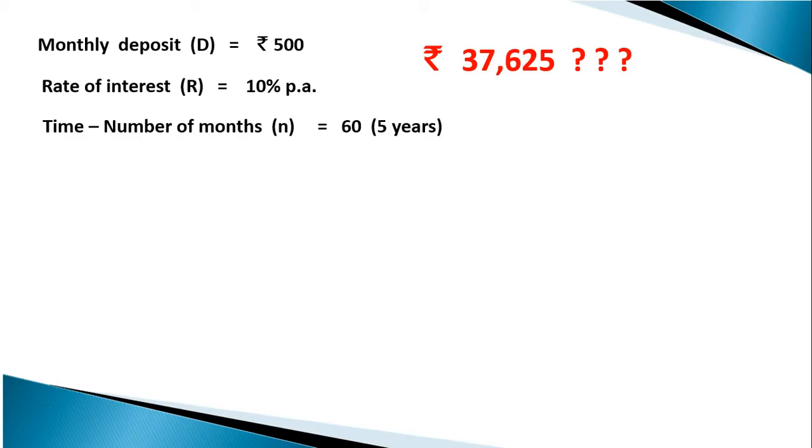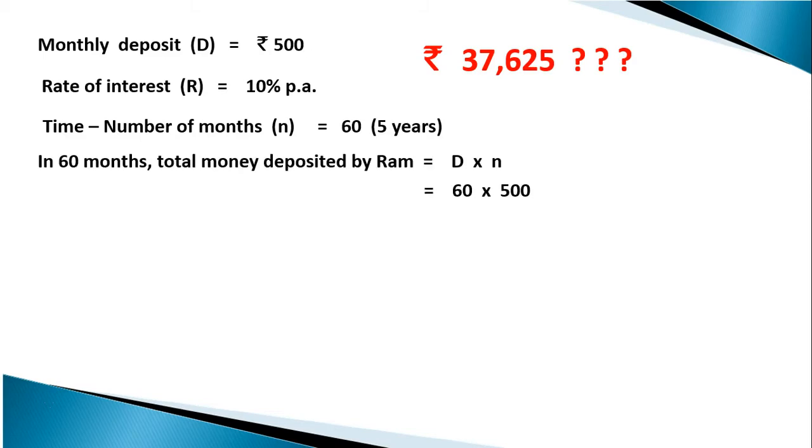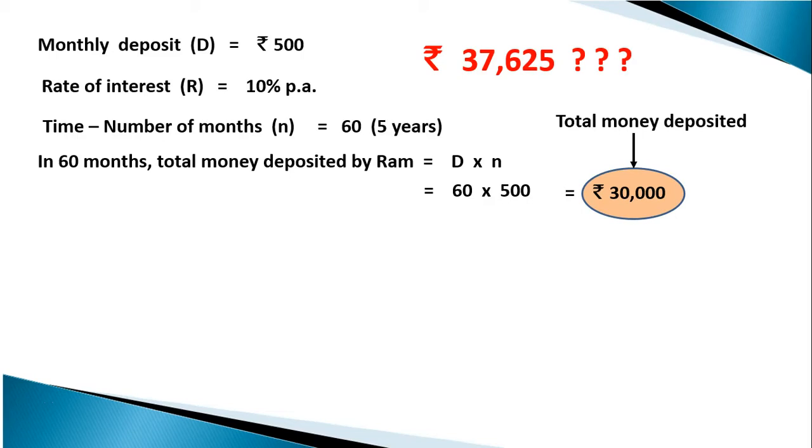Now in 60 months, the total money deposited by Ram is equal to 60 into 500, that is equal to rupees 30,000. So this 30,000 rupees is the total money deposited by Ram in a span of 5 years, that is 60 months.